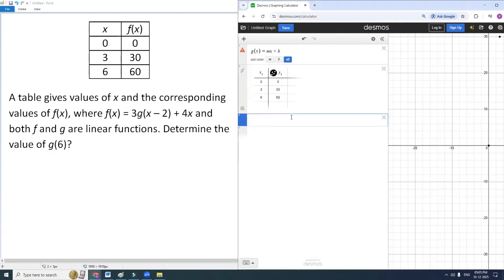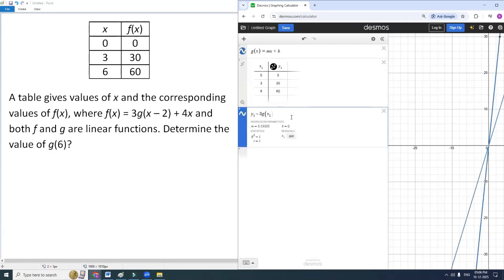Let me take the function f(x) as input in Desmos. For f(x), we have to take y1, and for the equal sign, we have to use the tilde symbol. 3 times g of, then we have to take x1 for x, minus 2, plus 4 times x1.